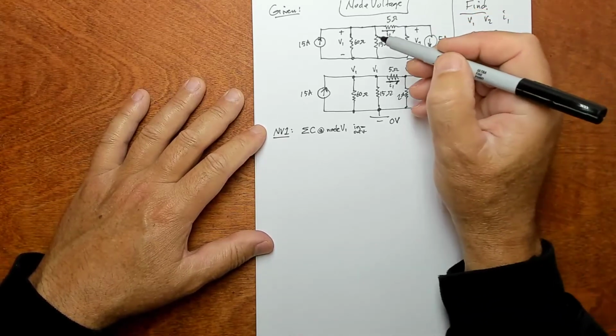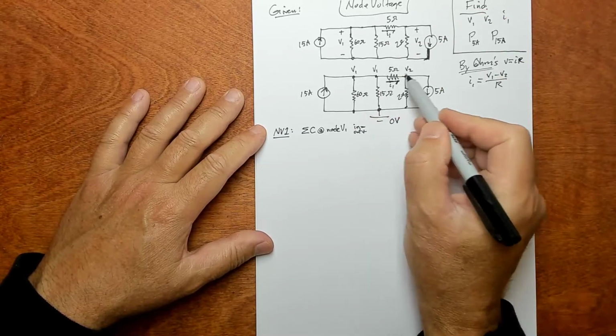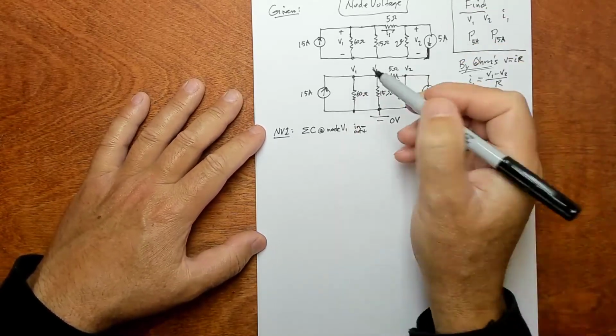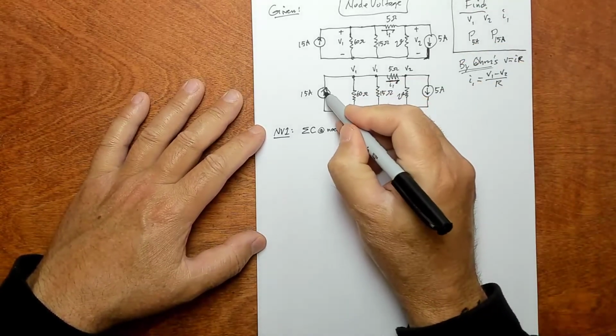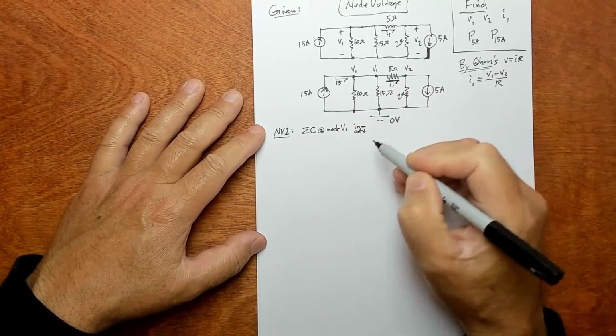So we're going to sum the currents coming into every one of these nodes. There's only 2 nodes that we're going to do, node V1 and node V2. So let's label all of the currents that are coming in and out of this. This 15 amp one is coming into this guy. There he is. I'll just put 15 on there.